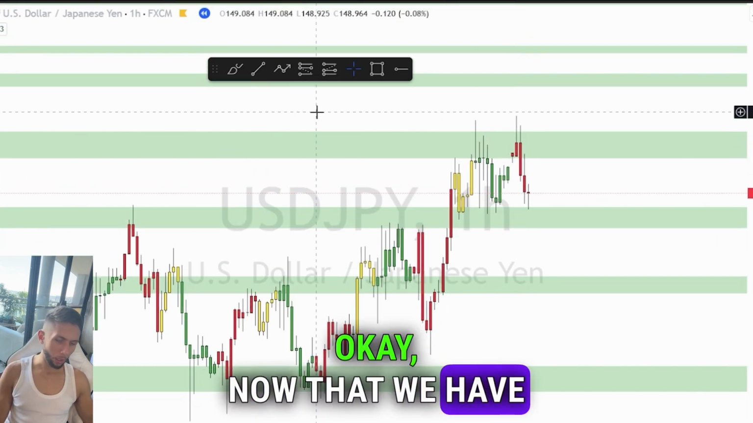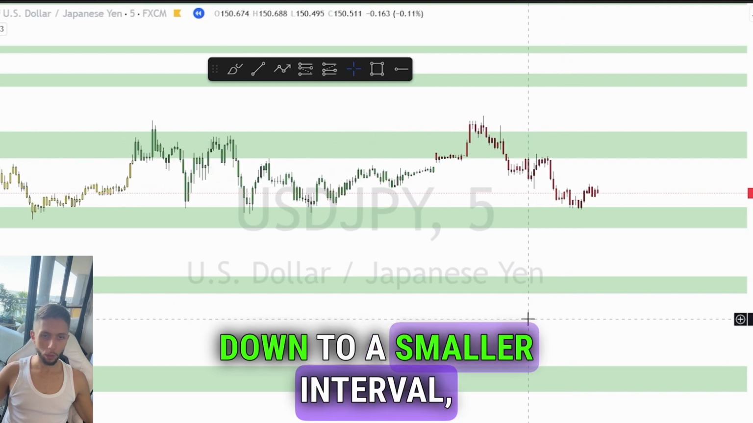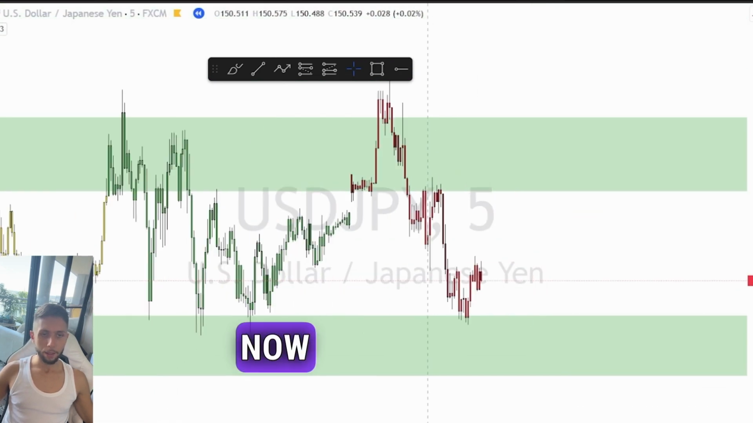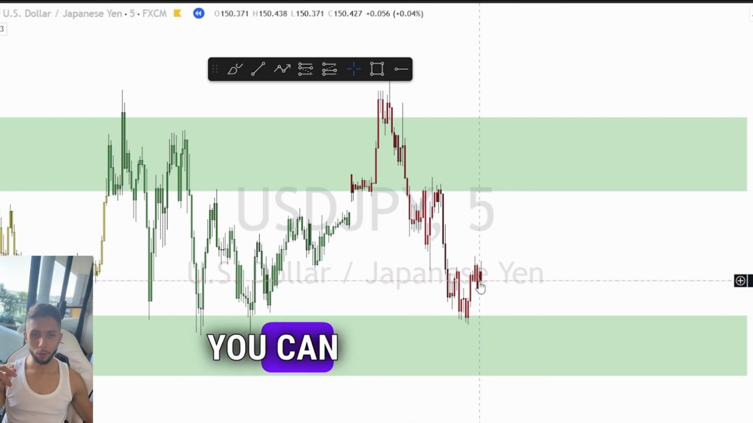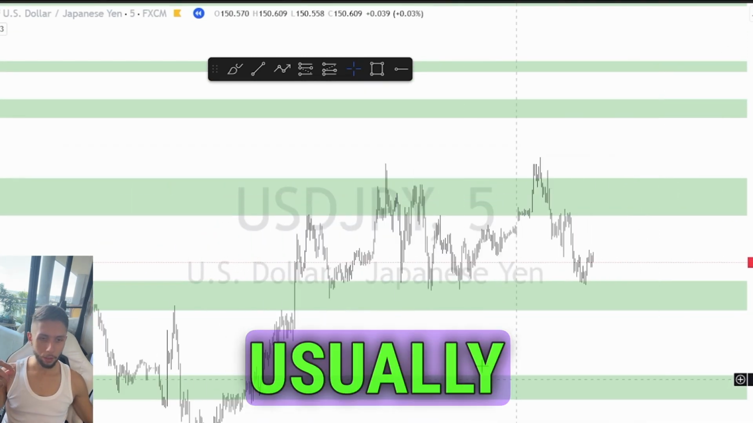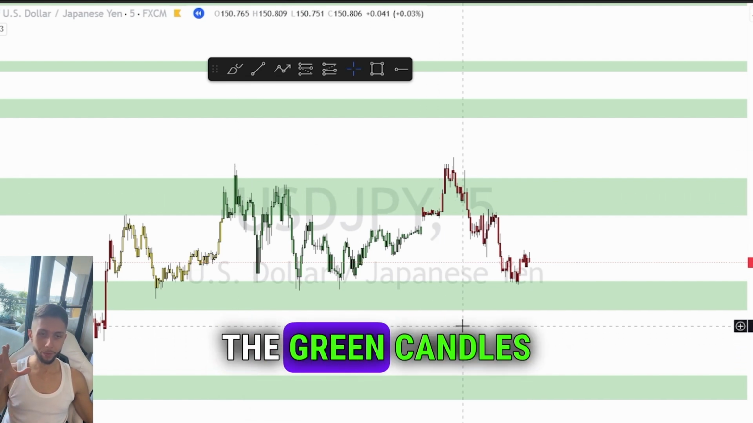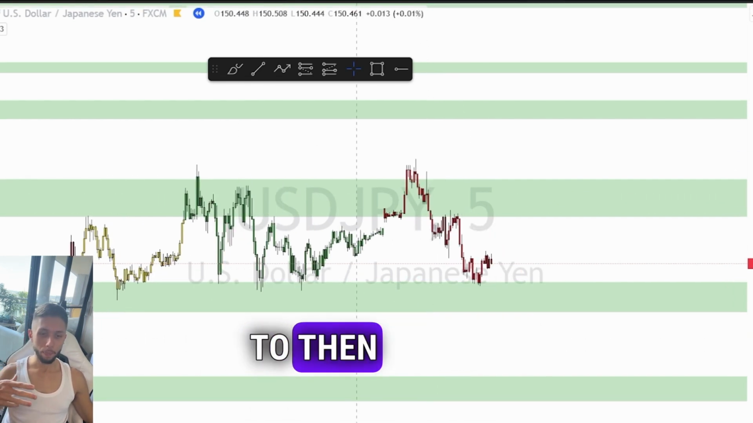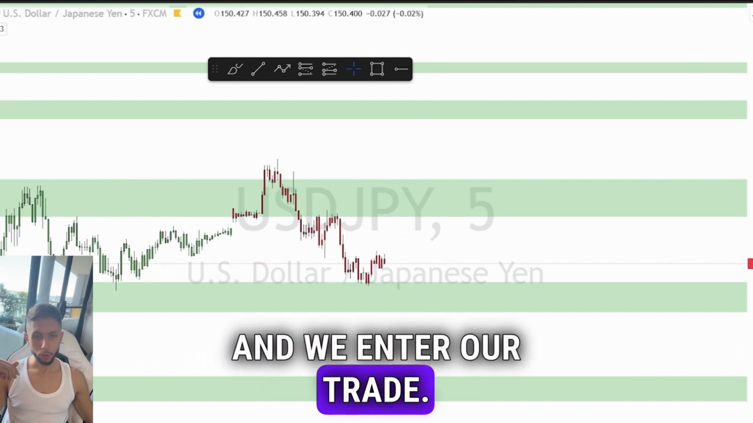Okay, now that we have already done this, we'll jump down to a smaller interval, say the 5 minutes. Now all that we need to do is that we know exactly what these green candles are doing. You can see already that these green candles usually connect in terms of tops and bottoms. And now we just need to wait for the green candles to come back to then give us a pattern inside that zone that we wait for, and we enter our trade.